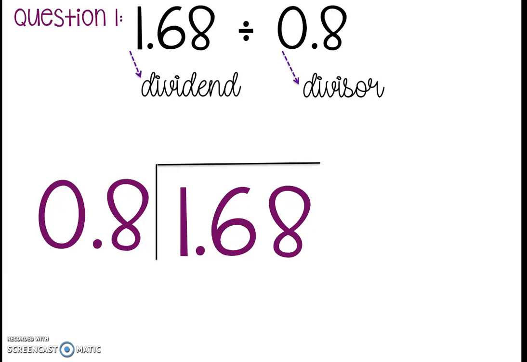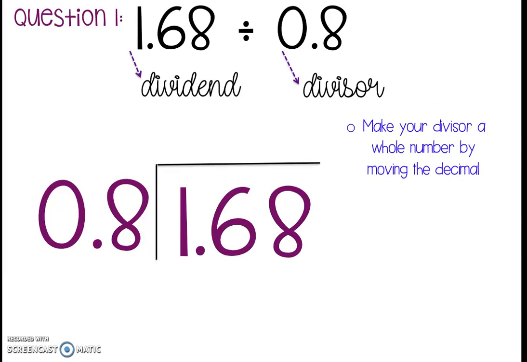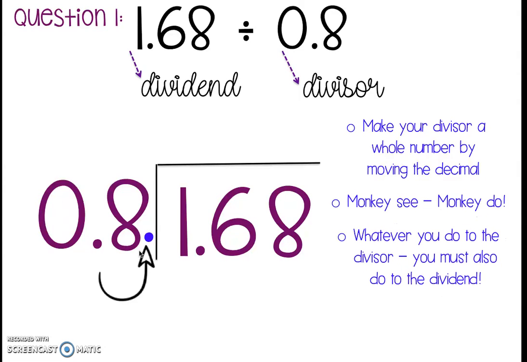When we divide a decimal by a decimal, the first thing that we want to do is make our divisor, that's the number on the outside, a whole number by moving the decimal point. To make 0.8 a whole number, we would have to move the decimal one time to the right, and then we would have an 8. Now, it's monkey see, monkey do. Whatever we do out here with the divisor, we've got to come inside in the dividend and do the exact same thing. So we moved our decimal one place to the right outside. Inside, we're going to do the exact same thing. Move our decimal point one place to the right.